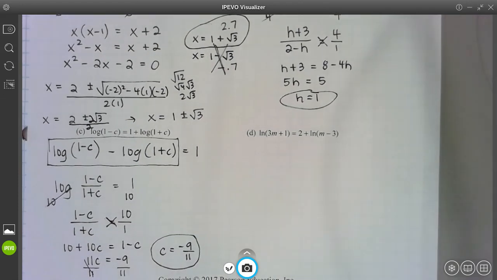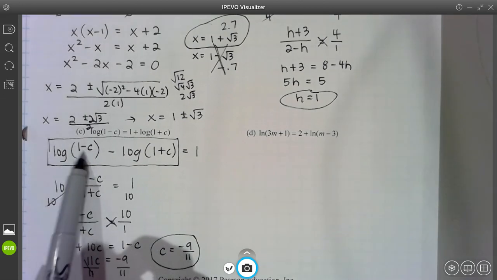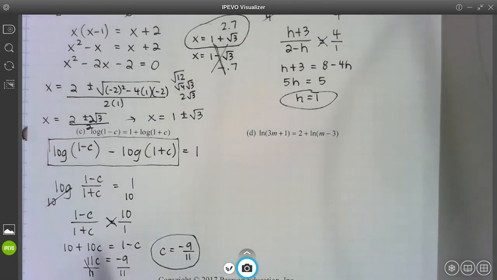And then check your answer with mine. Negative 9/11, guys, it's a number that's kind of close to -1, but not yet. 1 minus a negative number will be positive, and 1 plus negative point something is still going to stay positive and not 0, so it's definitely not extraneous, and we can keep it.